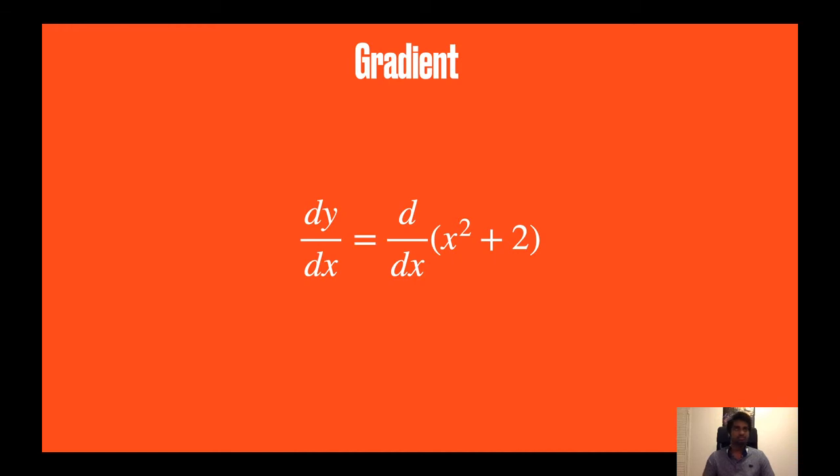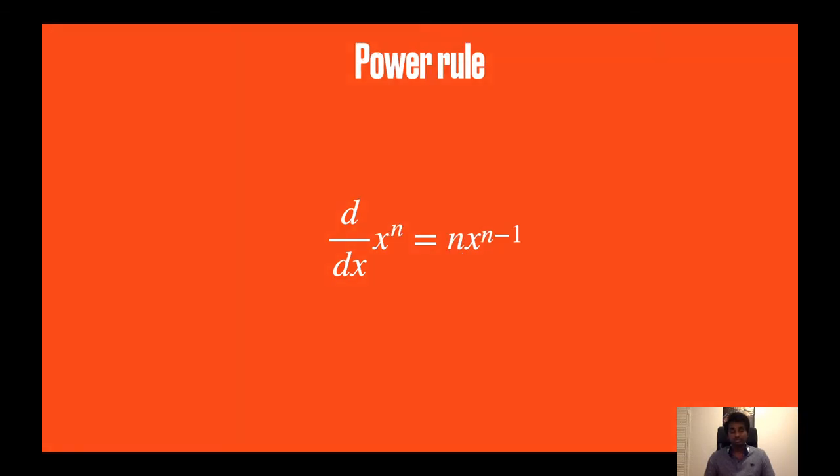The gradient is the rate of change in y coordinates over the x coordinates. This is the most important thing you're going to need today. The gradient is defined by the differentiation of y with respect to x. In this case, our equation is x squared plus 2. To differentiate x squared, we can use the power rule, which states that the derivative of x raised to n with respect to x is n x raised to n minus 1.